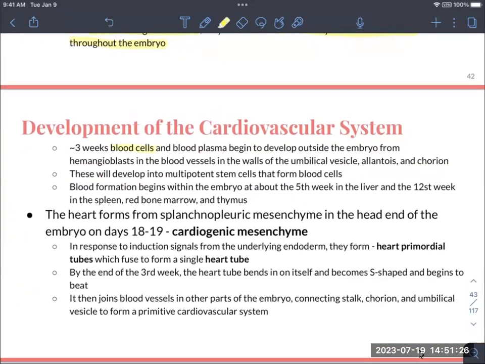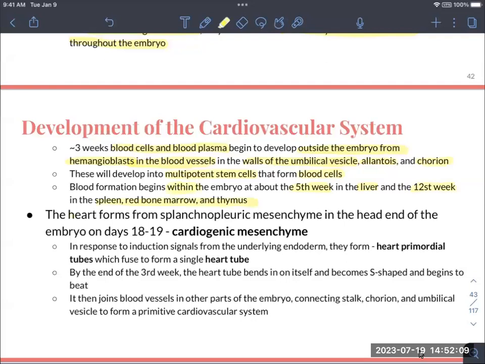Blood cells and blood plasma also start developing outside the embryo from those hemangioblasts. They start developing in the blood vessels. They're developing in the wall of the umbilical vesicle, the allantois, and the chorion. They develop into those multipotent stem cells, and those are the ones that form those blood cells. So it begins at about the 5th week in the liver, the 12th week in the spleen, red bone marrow, and thymus. This is when blood starts developing inside that embryo.